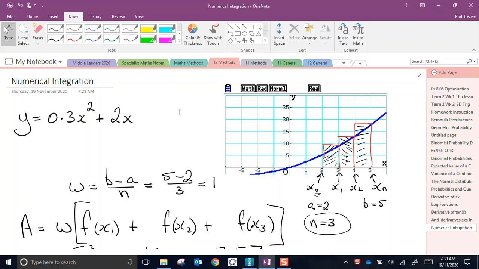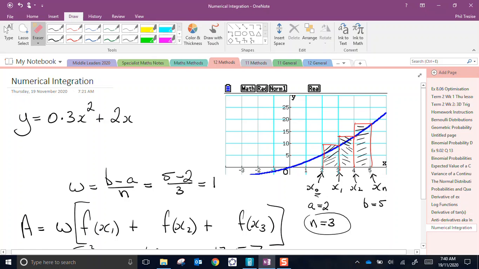A lot of the preliminaries we've already done will still apply. We will still use this function. We will still have three little rectangles, or three little sections, between a lower limit of 2 and an upper limit of 5, and we would still designate the first x value as x0, then x1, x2 and x3 for our case, but more generally xn.